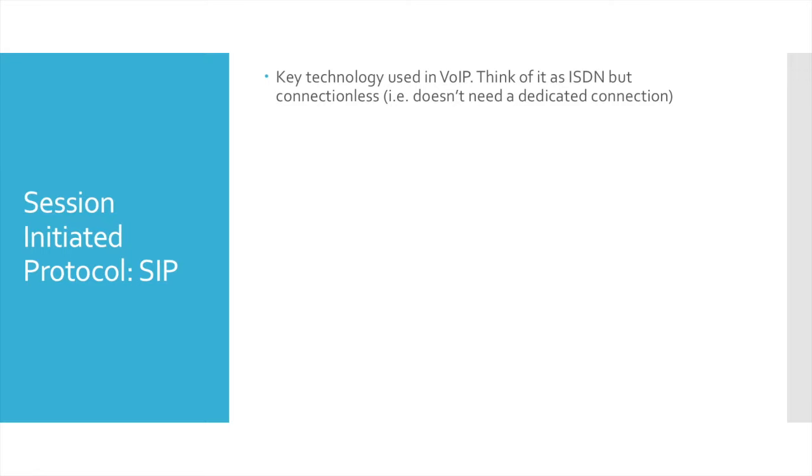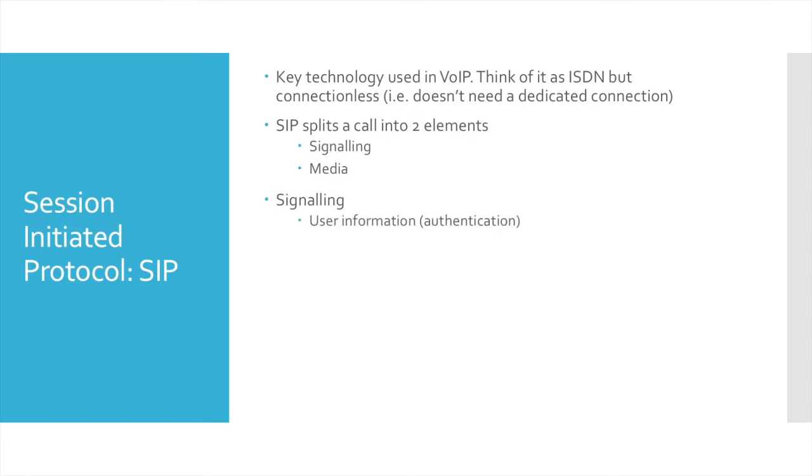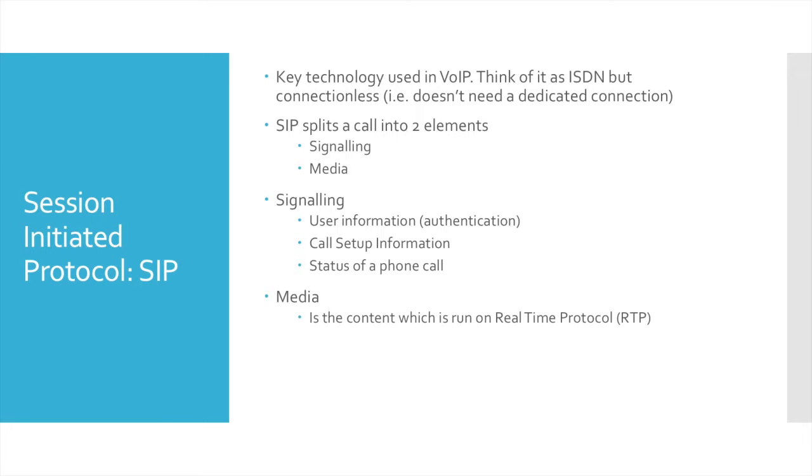SIP works by splitting a phone call into two key elements: signaling and media. Signaling is messages that contain the user's information, call setup information, status of a phone call and so on. The media can be voice or video. This is run on Real-time Transport Protocol, also known as RTP. Sometimes when configuring SIP, there can be issues such as one-way audio. This is usually in relation to issues with firewalls, routers and network address translation on RTP.